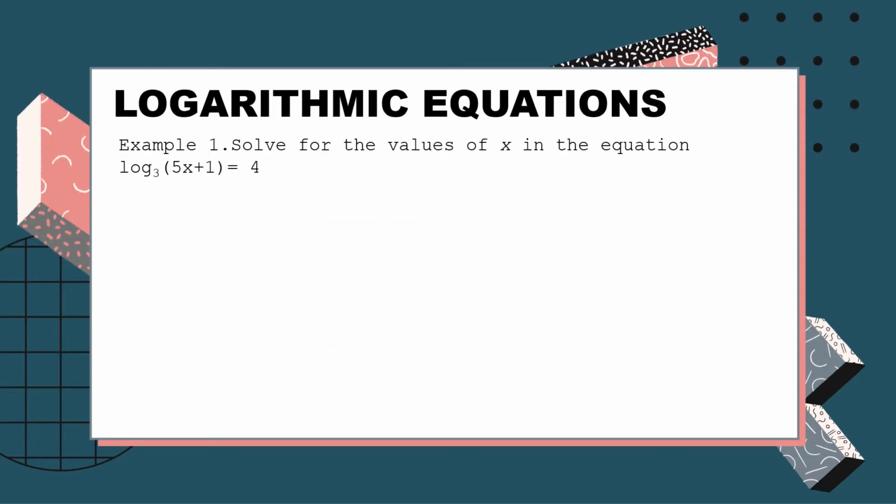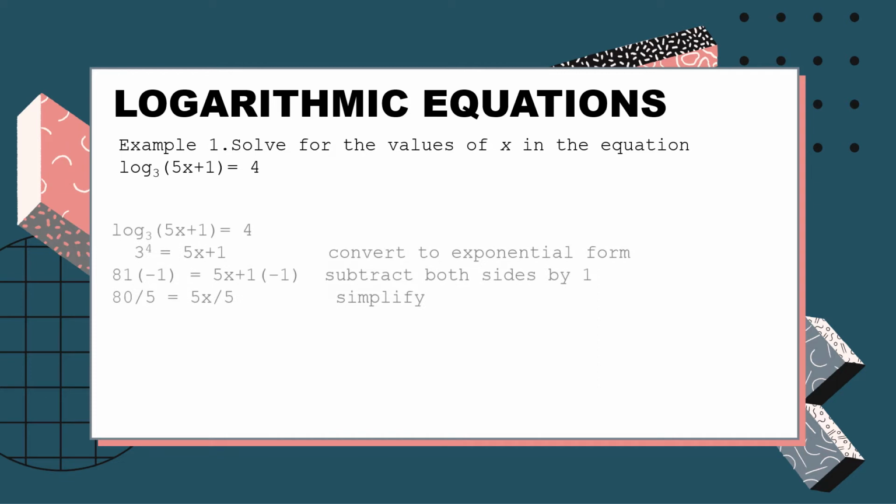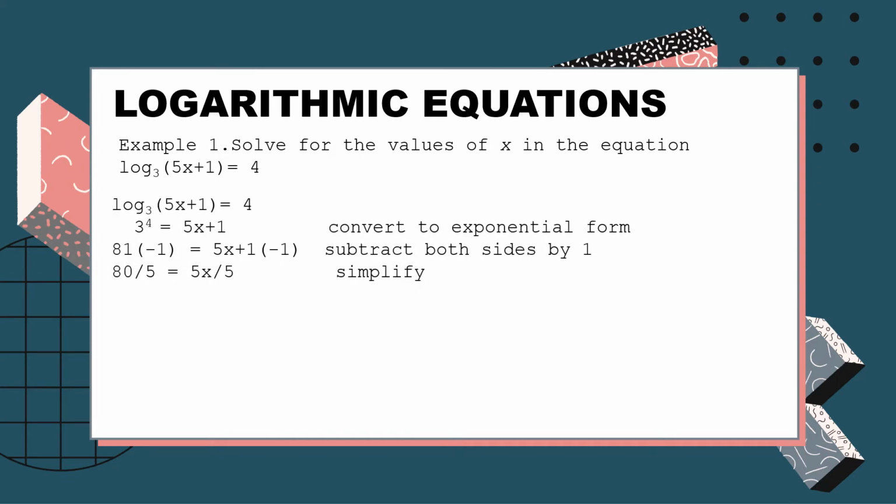Example number 1. Solve for the values of x in the equation log base 3 of 5x plus 1 equals 4. First thing we need to do is convert the equation into exponential form. We transfer the 5x plus 1 to the right hand side and move 4 to the power of the base, which makes 3 to the power 4 equals 5x plus 1. 3 to the power 4 is equal to 81, so 81 equals 5x plus 1. Subtract both sides by 1, which makes 80 divided by 5 equals 5x divided by 5 to simplify, and we have the answer 16 equals x.